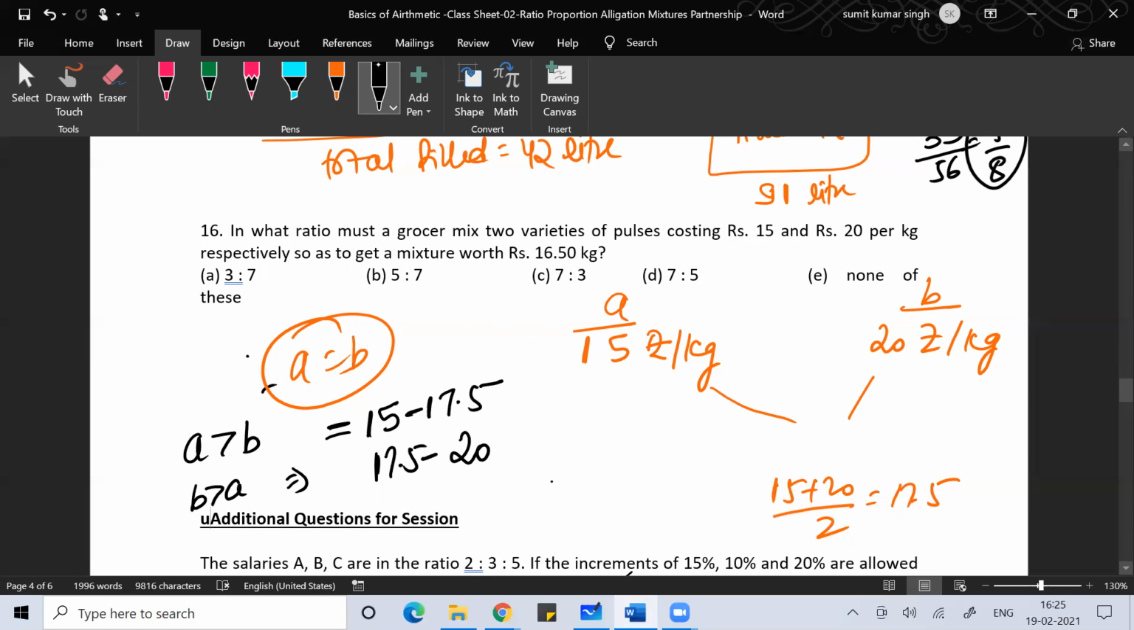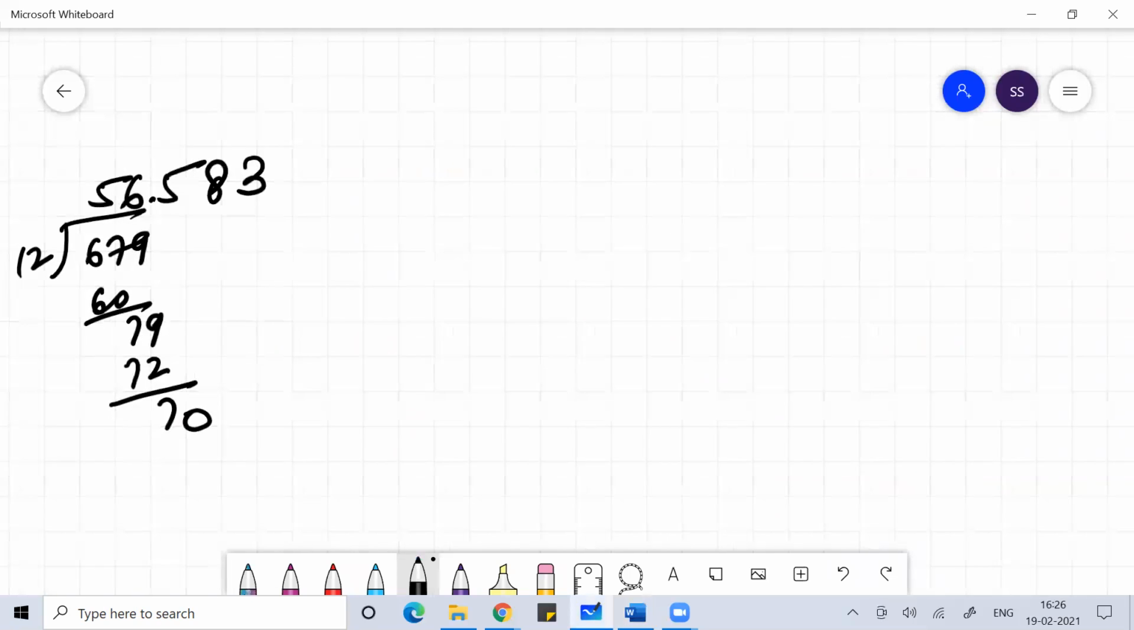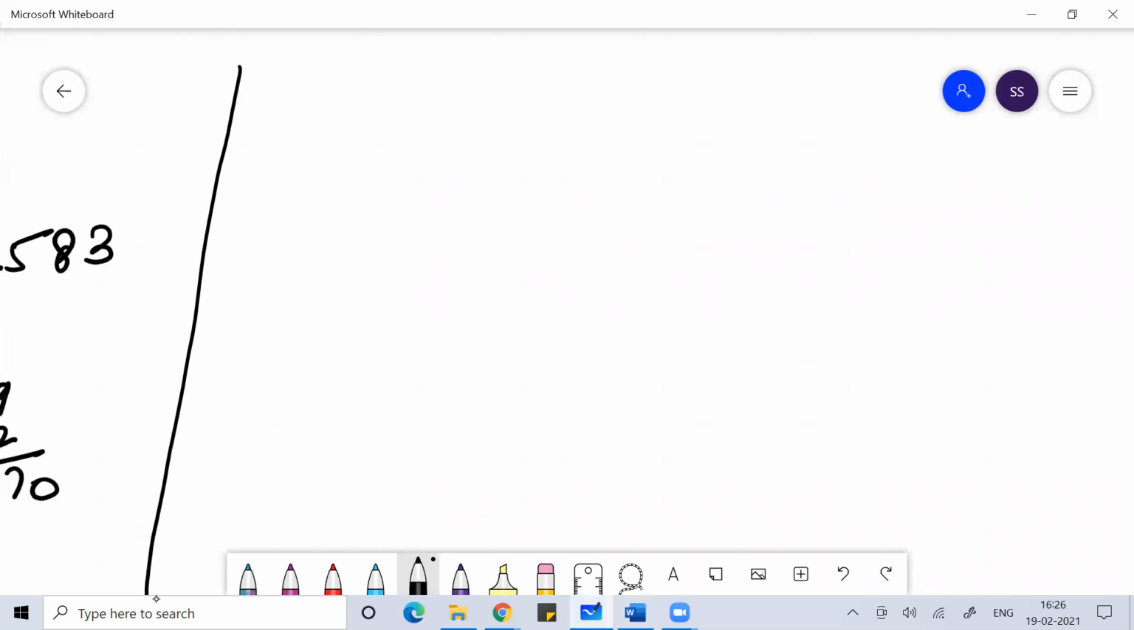You can solve it by weightage average method, or any way. There are many ways you can understand this. The easiest way to understand this is: you have a cheaper one called A rupees per kg, and an expensive one called B, this is B rupees per kg.